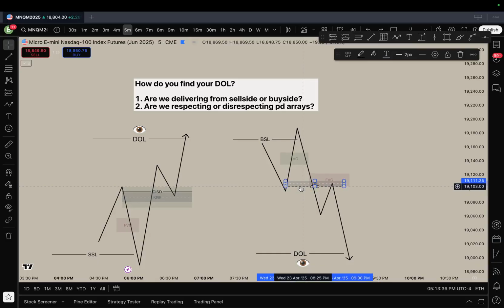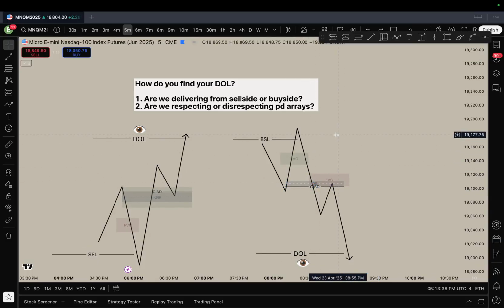Next up, if we have a bearish draw on liquidity and the draw on liquidity is most likely lower, then we are going to be delivering from buy side liquidity. We are going to be disrespecting bullish fair value gaps, and we are going to be respecting bearish fair value gaps and bearish PD arrays, right? So again, disrespecting bullish PD arrays, we're delivering from buy side liquidity, and we have a run lower.